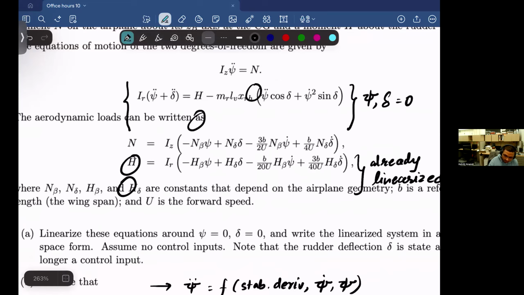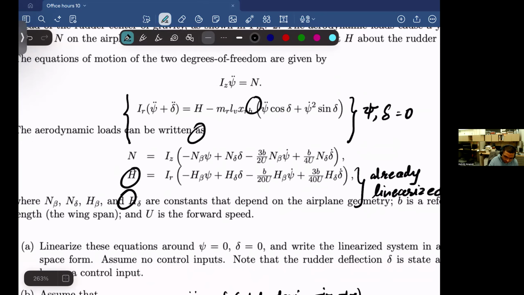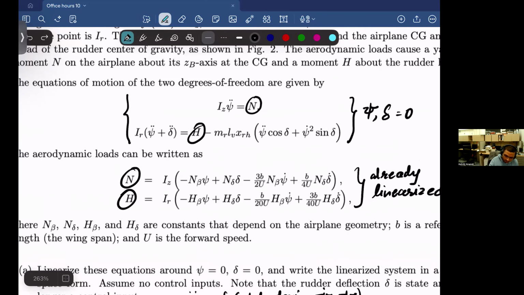Yeah. So these are non-linear equations. Why? Because of these non-linear terms. So you need to linearize them. And then N and H are given as functions of psi, psi dot, delta, delta dot, and so on and so forth, right?